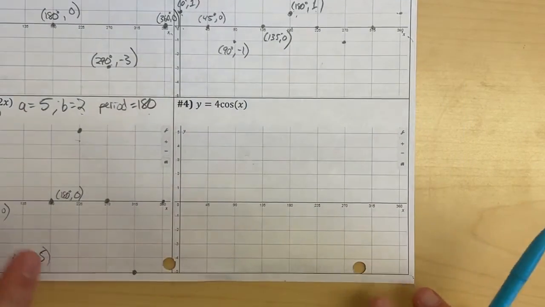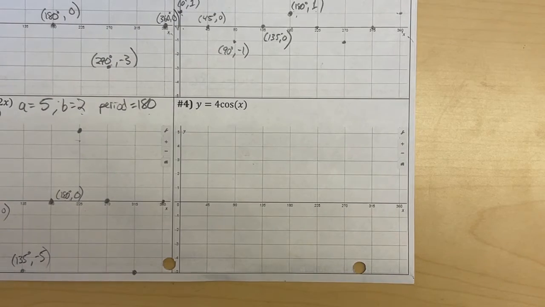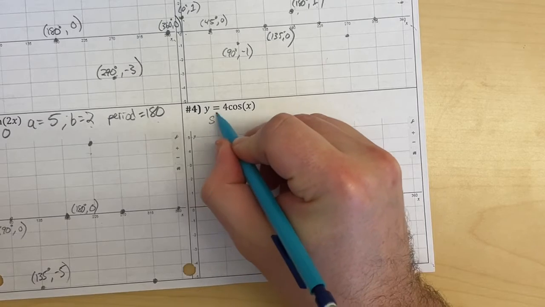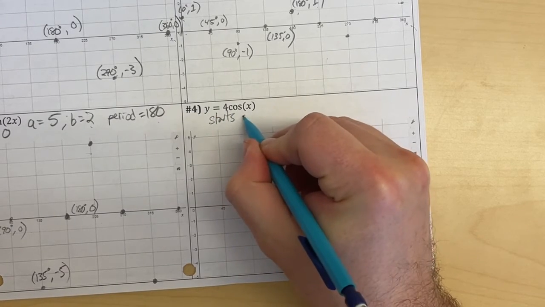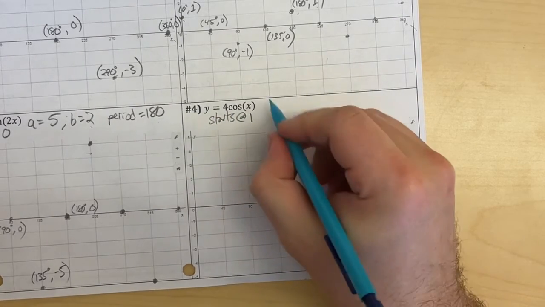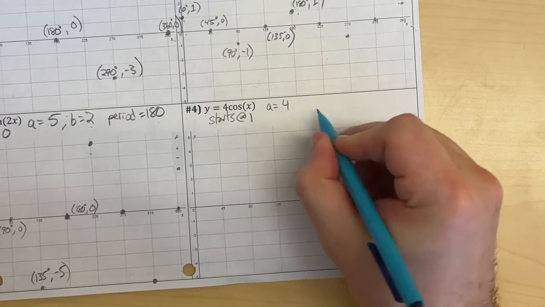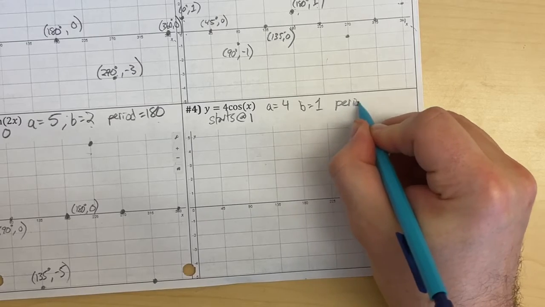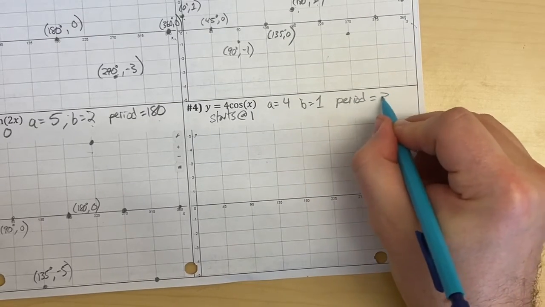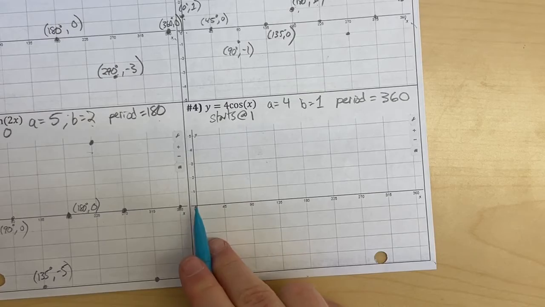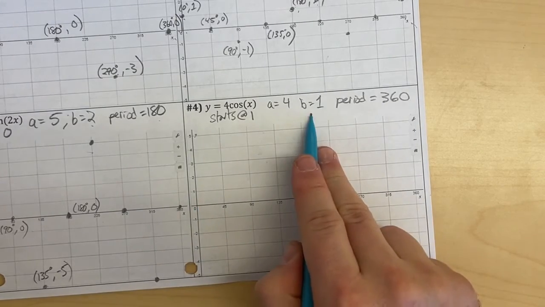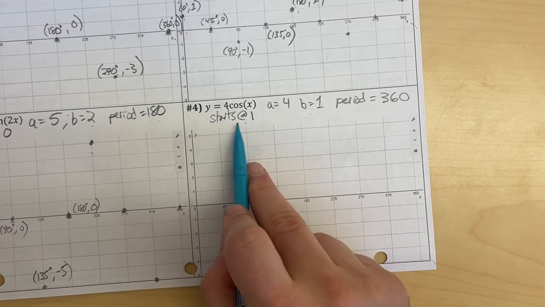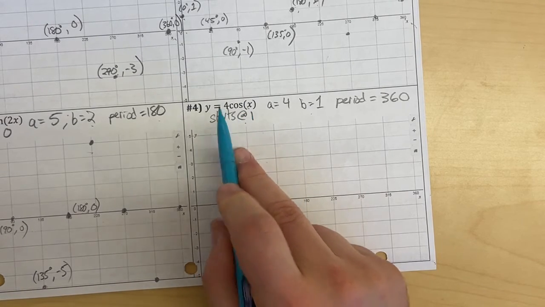And this next one has y equals 4 times the cosine of x. Since it's cosine, it starts at 1. Our amplitude A is going to be 4. Our value for B is going to be 1. And so that means our period is 360 divided by 1, which is just 360. So that means from 0 to 360, I have 1 peak. We start at 1, so when x equals 0, our y value is 4.